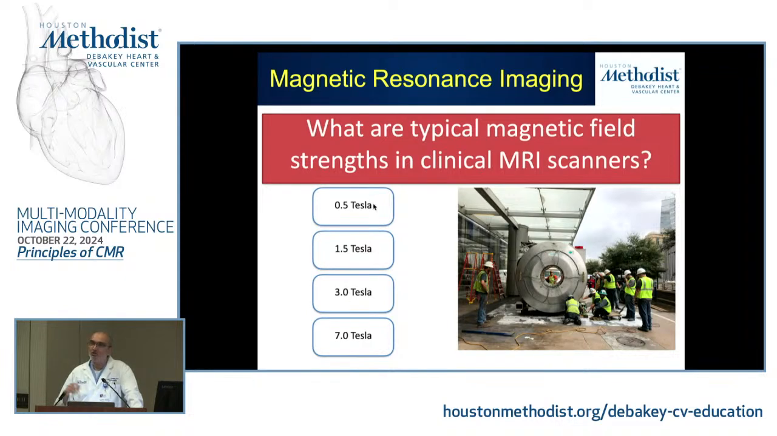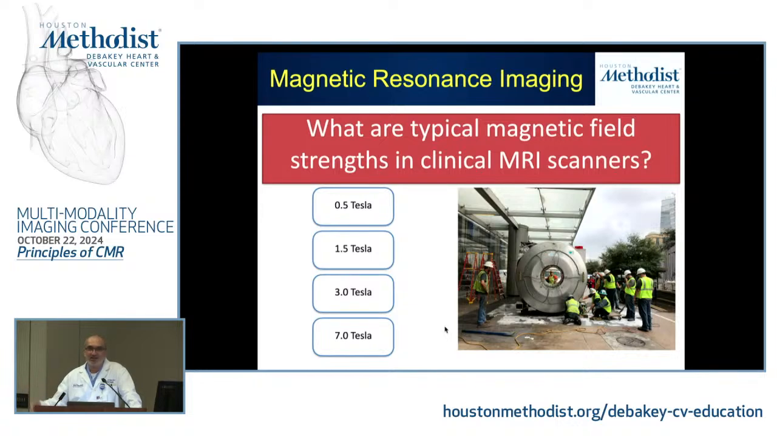There are now newer systems that are actually 0.5 Tesla. So these are very low field strength. And in fact, there is now a 7 Tesla scanner that is FDA approved, not for cardiac, mainly for neuro or body applications, but there is a 7 Tesla clinical scanner as well. And this was the picture of the 7 Tesla scanner when it was going in at our research institute a few years ago. There are other scanners. There's actually 9 Tesla, even 11 Tesla.